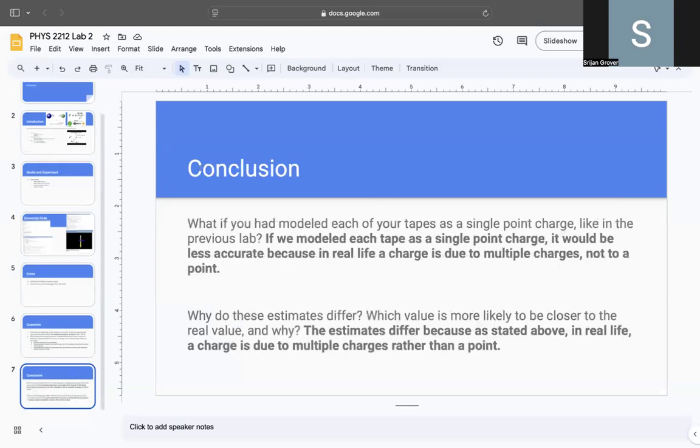So, conclusion. What if we modeled each of our tapes as a single point charge like in the previous lab? Well, then it would be less accurate because in real life, a charge is due to multiple charges, not to a point. Why do these estimates differ?